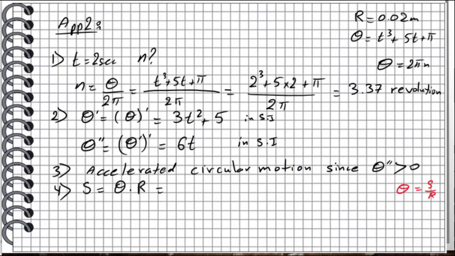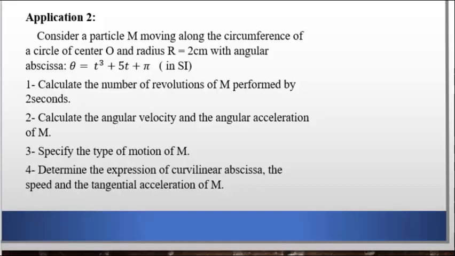Theta was t cube plus 5t plus pi, and the radius was 0.02. I have to multiply them all by 0.02. They will be 0.02 t cube plus 0.1 t plus 0.06 in SI.